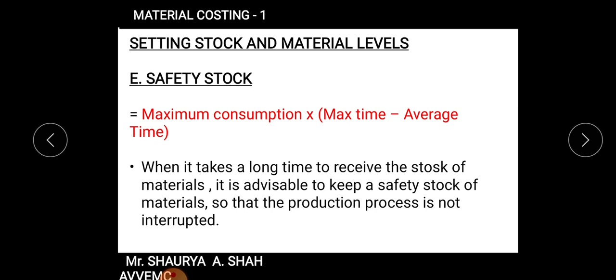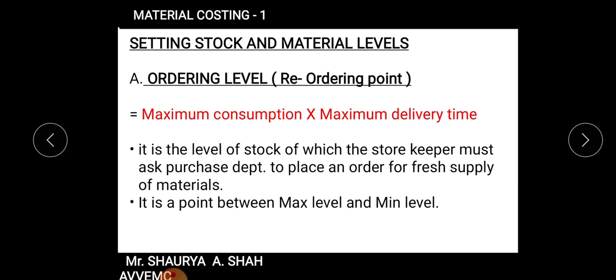What do you include in safety stock level? Maximum consumption into maximum time minus average time. Maximum time is which you require to make a purchase for the delivery, and average time is maximum time plus minimum time you require to make a purchase divided by 2, that is your average time. All these formulas we are going to see in the sum, so don't worry at all. I suppose everyone is clear. Please note down these formulas once again. I am showing you each and every formula so that we can start with the sum, students.